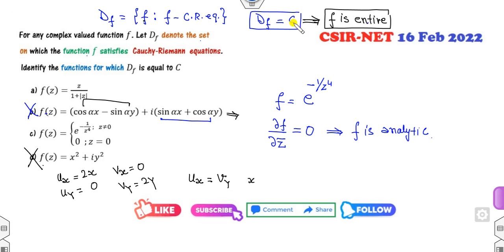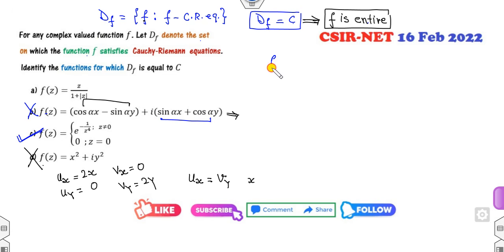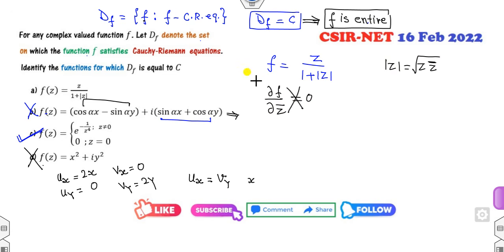So once f is an analytic function, the domain, my C is the correct option. Now look at the first option. How you can check the first one: f is z plus |z|, and remember this |z| is a complex number, so you can't directly say this part will be 0. You can't say that. Fine. So the first way is to change into Cartesian coordinates.